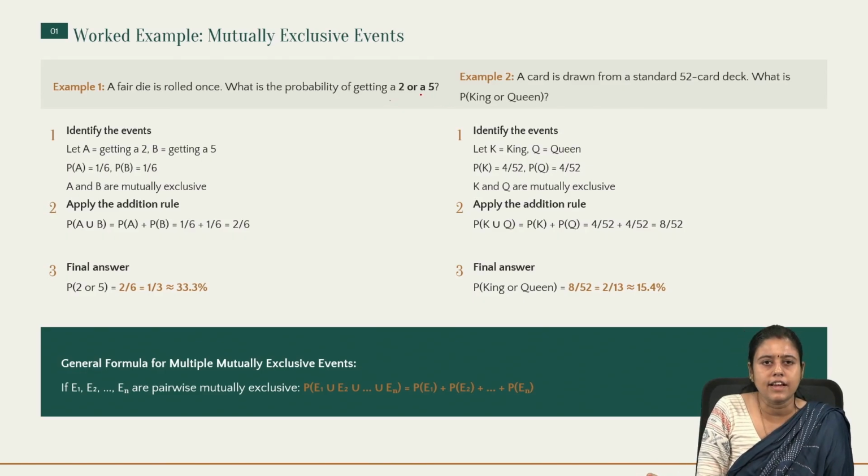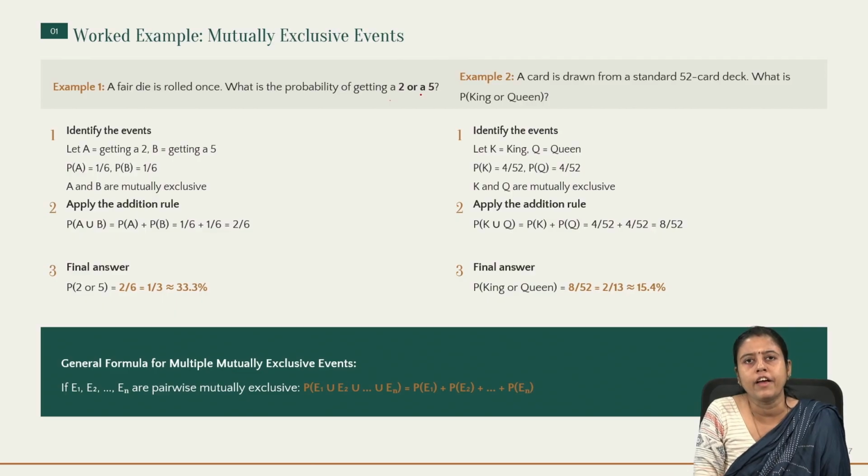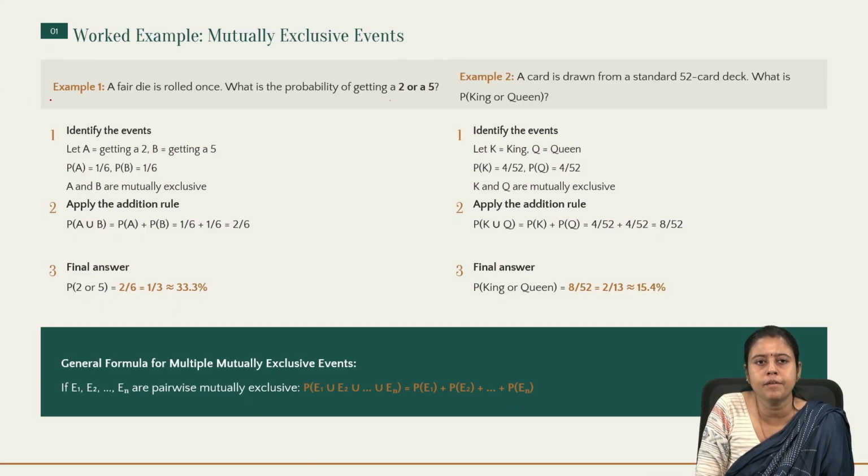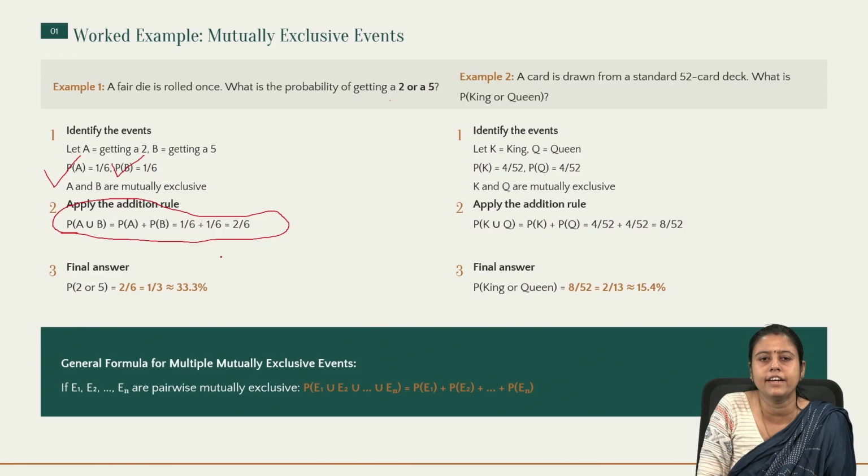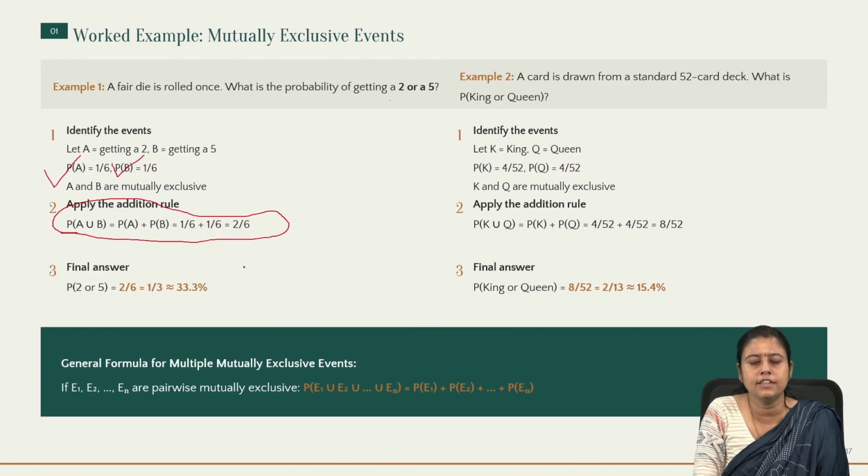As I discussed earlier, getting 2 or 5 is mutually exclusive. It cannot happen at a time. So the probability of getting 2 is 1 by 6. The probability of getting 5 is also 1 by 6. So the total probability is 1 by 6 plus 1 by 6, which is 2 by 6, or we can write it as 1 by 3, or 33.3%.